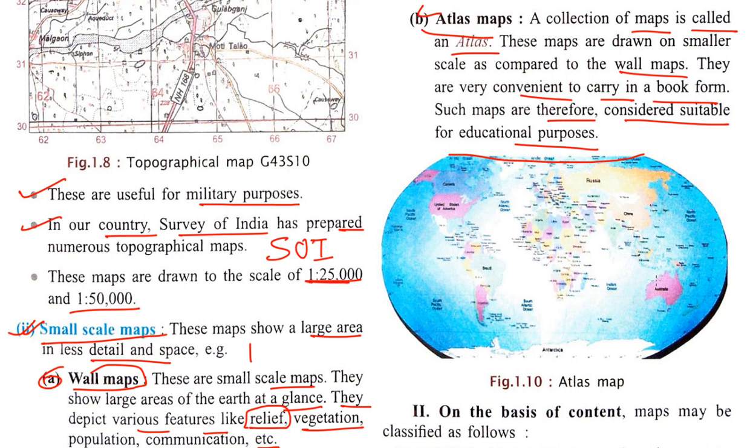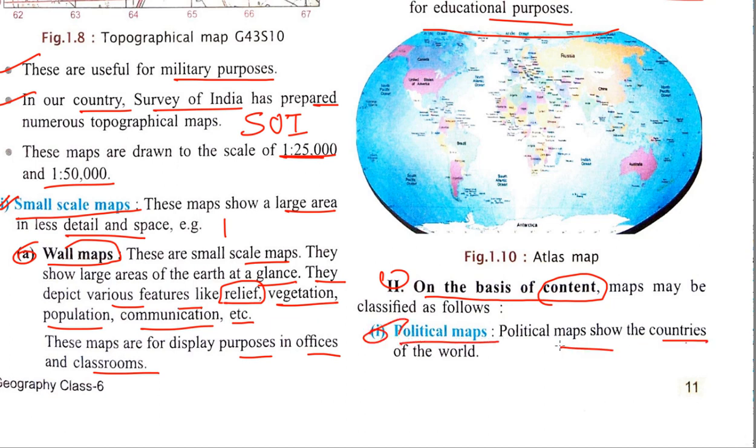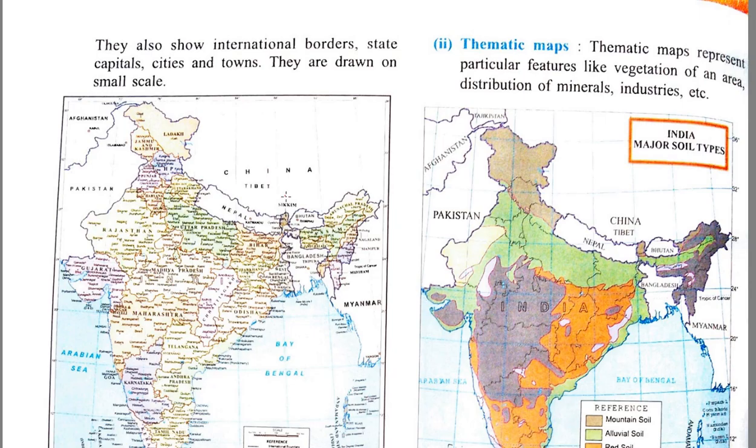Another basis is on the basis of content. We can divide the maps basically into 5 classes. Number 1 is political maps. So what do you mean by political maps? Political maps show the countries of the world. You can see this is the political map of India, and here what we are showing are the political boundaries, like the political boundaries of Chhattisgarh and the political boundary of Madhya Pradesh.